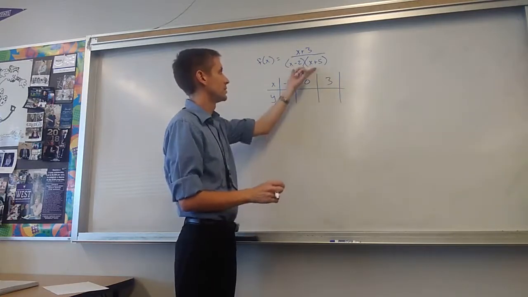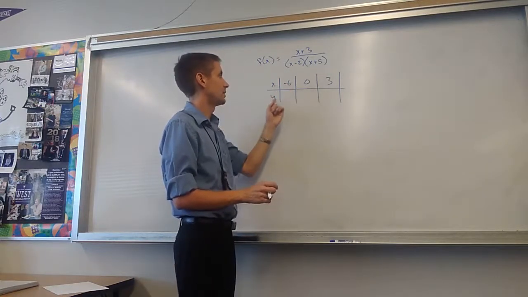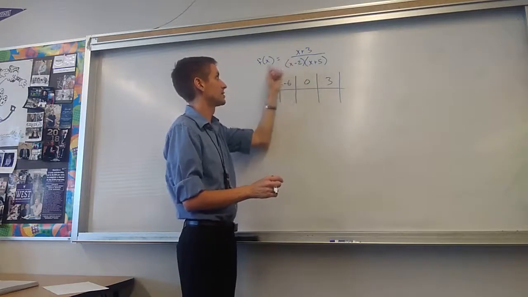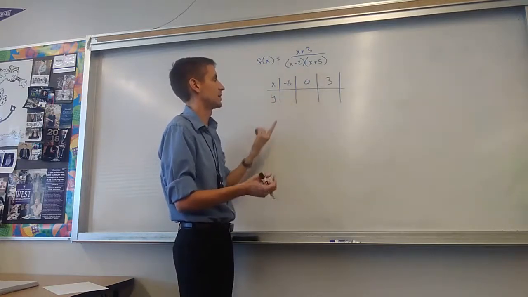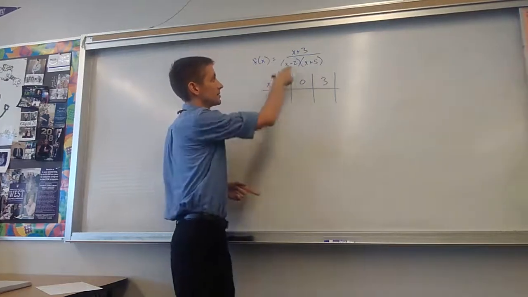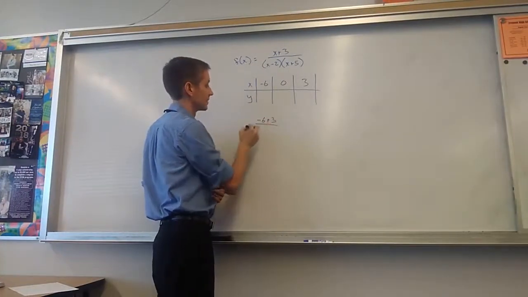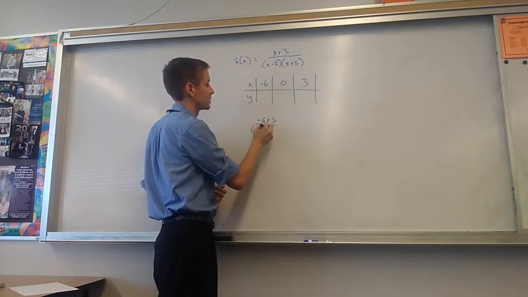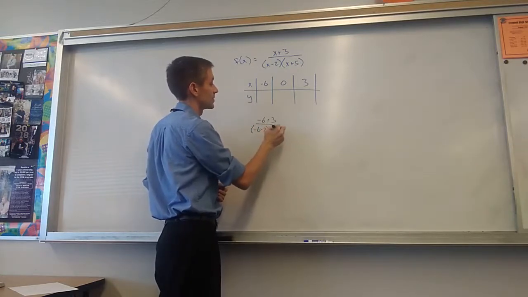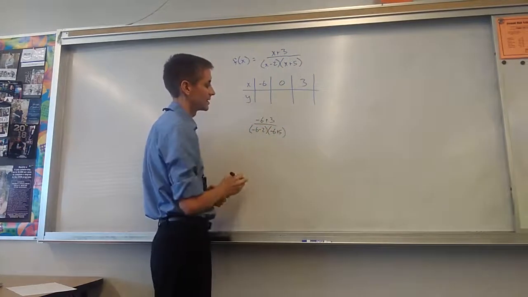So if I know a function and I know an x, to find the y, all I need to do is plug in that x to find our f of x, which is the same thing as y. So I'm going to start with the -6 and plug that in. So -6 plus 3 in the numerator, divided by -6 minus 2, multiplied by -6 plus 5 in the denominator.